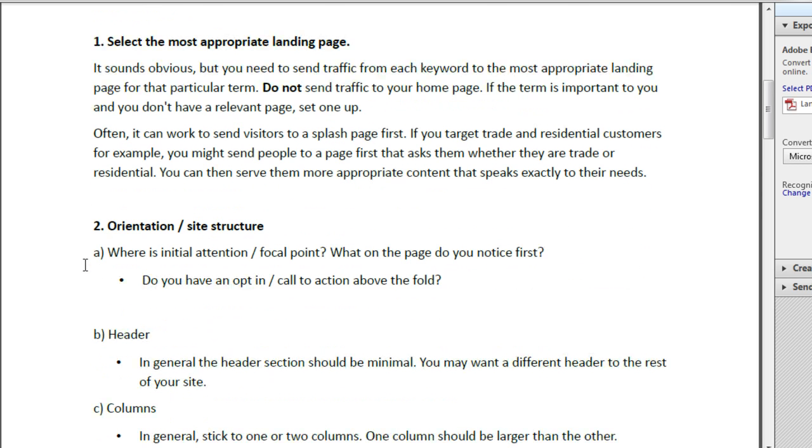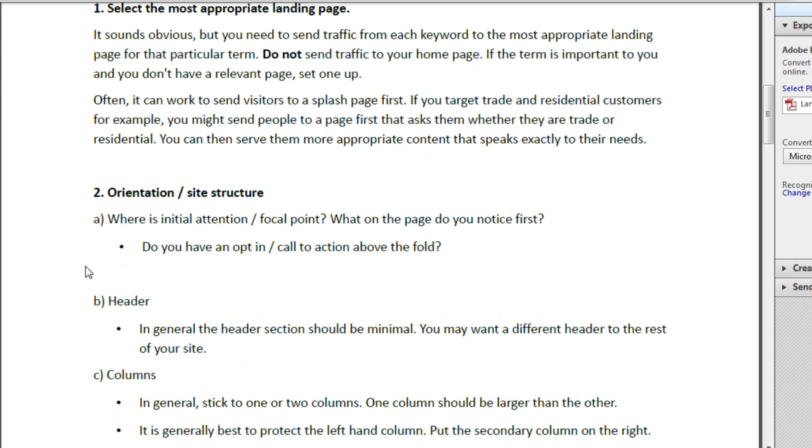What you're going to do next is have a think about the initial orientation that people go through when they land on your landing page, and have a think about the site structure. I've pulled up a few examples here, but the thing that you're going to look at first is what is the initial focal point of the landing page. In other words, what do you notice first? The way that your visitors use your landing pages is that when your landing page loads, they'll scan the page in essentially a bit of an F shape.